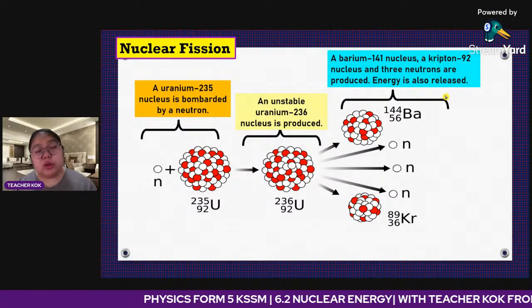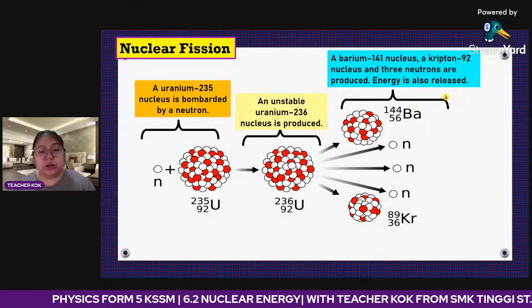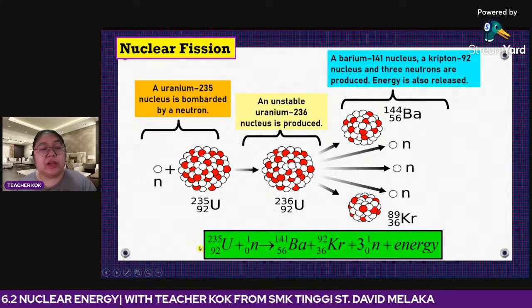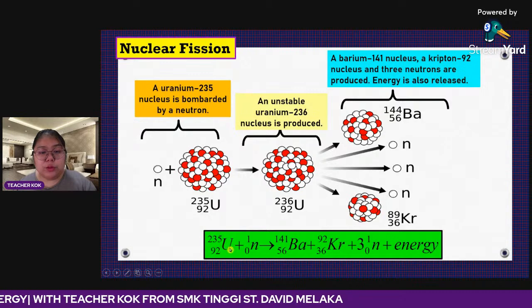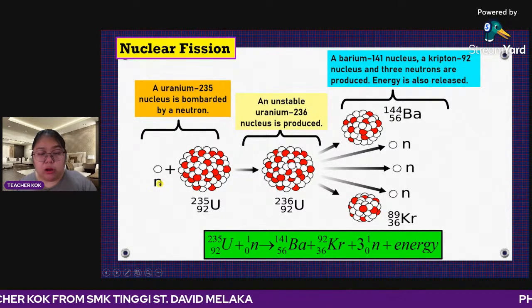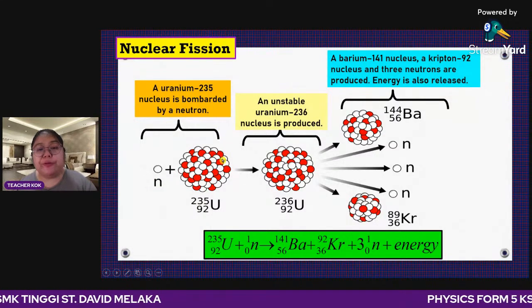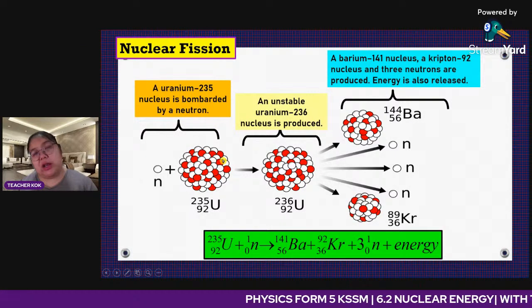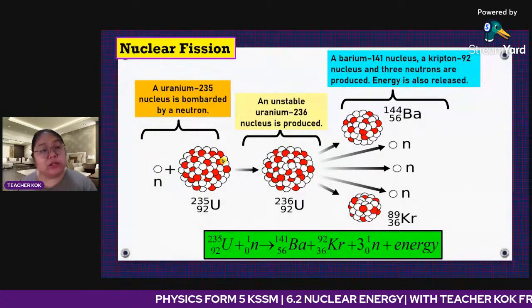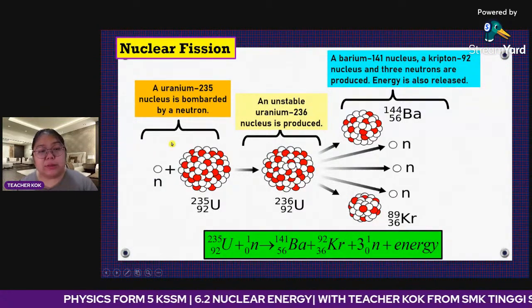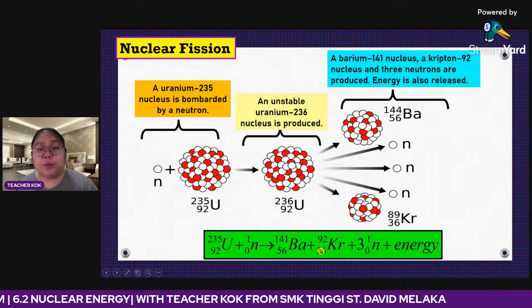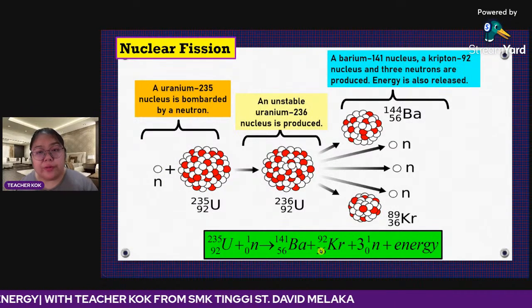So that means we also need to write the equation for nuclear fission. Let's see the equation. We start with uranium 235, 92, plus one neutron. This is what we call before the splitting. We cannot say collision before the split. Before the splitting, they must be bombarded by a neutron. After that, they start to split into two lighter nuclei.